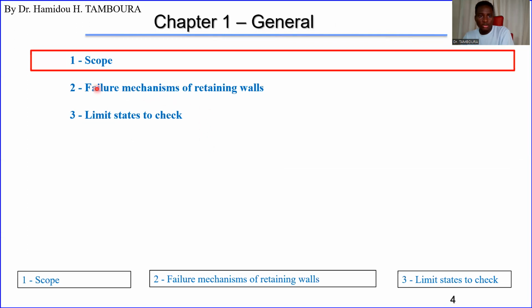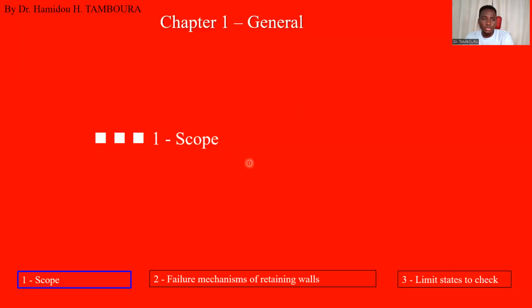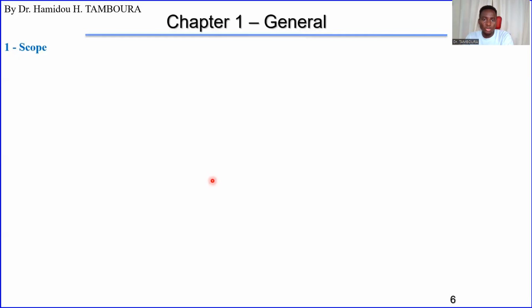Chapter 1, geotech general part. This chapter has 3 points. The first one is just scope. The second one is failure mechanism of retaining walls, and the third one is the limit states, what are the limit states we have to check for these retaining walls. This video will talk only about the first point, scope, because this point is somehow very important for you to know.